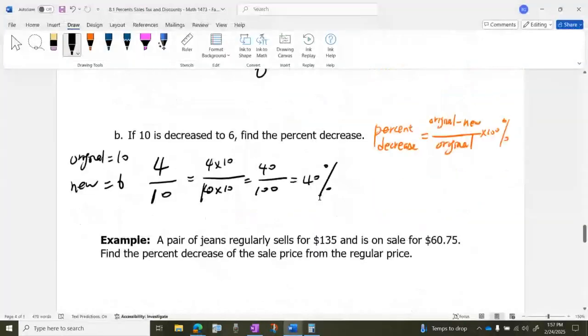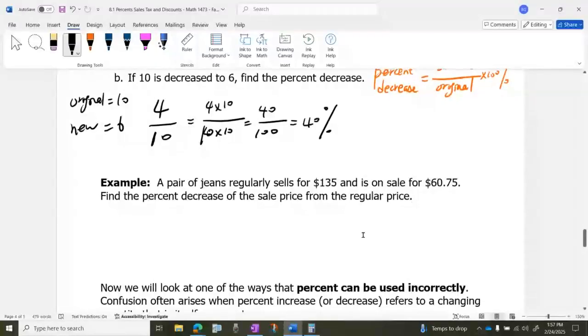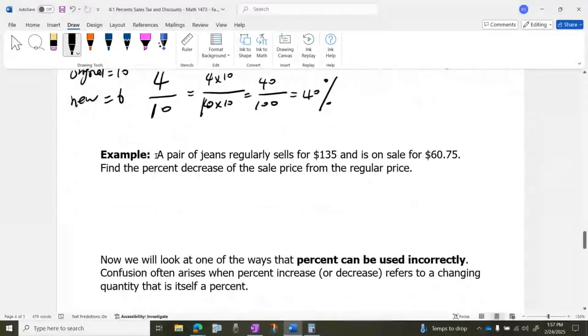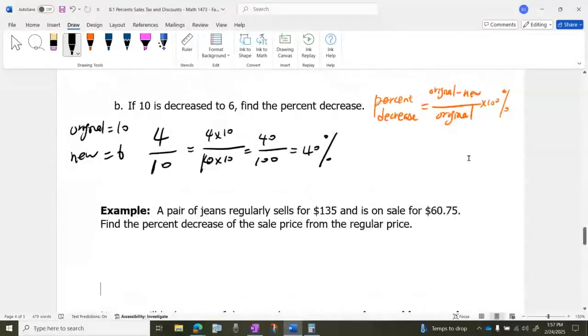Try this one. Percent decrease, right? Try this example. This is to find the percent decrease. Do not forget what I told you: on your scratch paper, write original and new, and then apply the formula. Understand and memorize the formula right now.